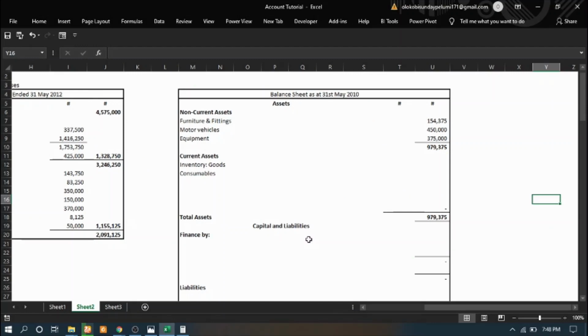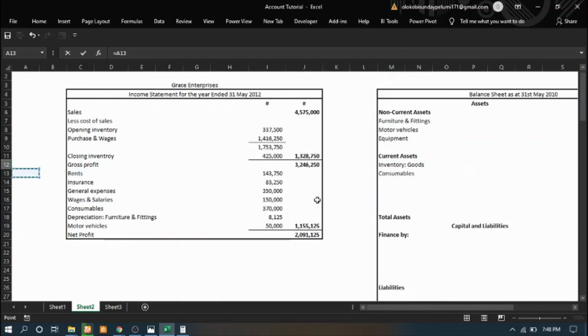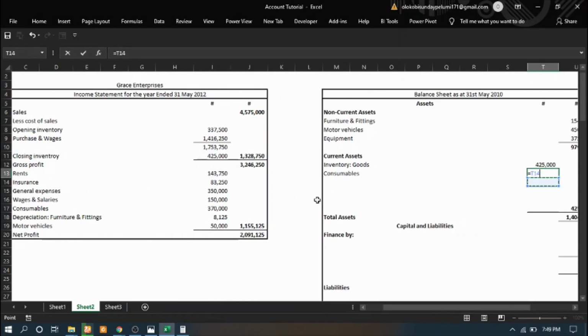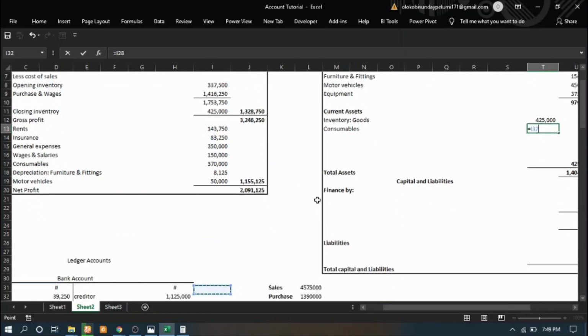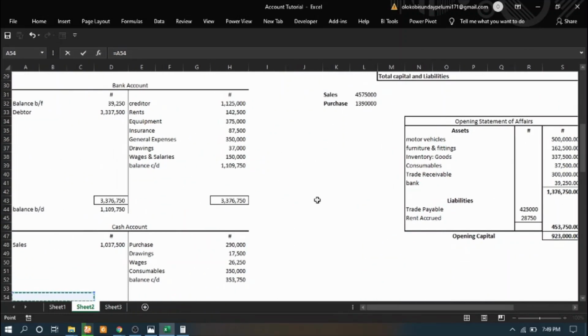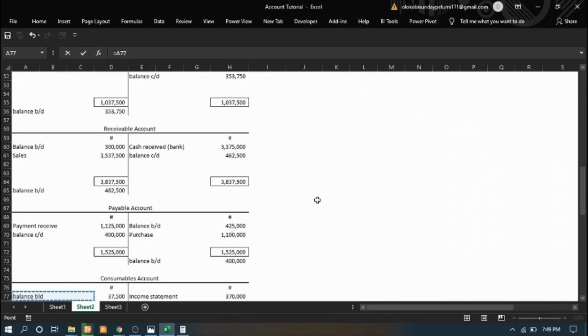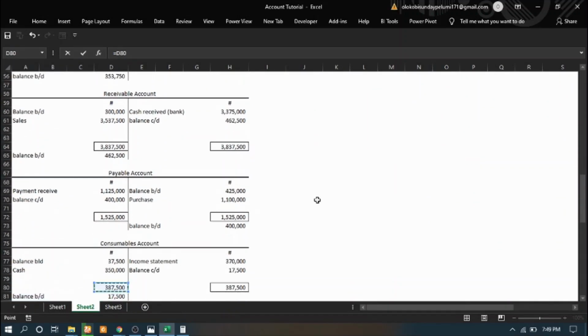So let's continue. I think we need to go back to the full screen because we don't need more details on the questions. So our inventory goods, closing inventory during the period. Let's take it from here. Closing inventory is 4 and we have consumable inventory. We can get that from consumable accounts, closing balance.